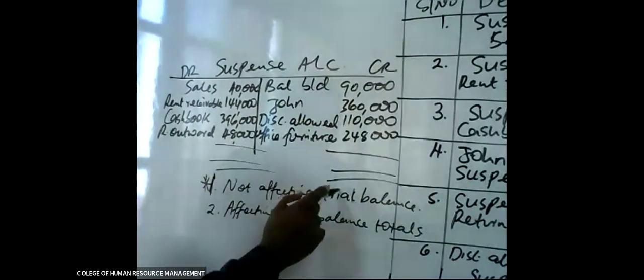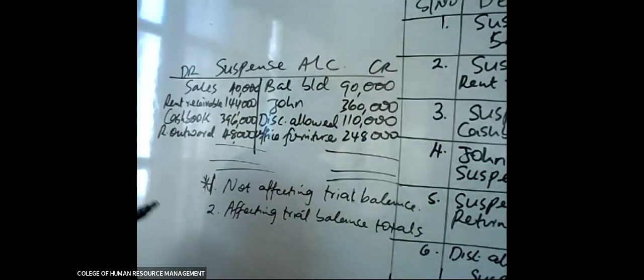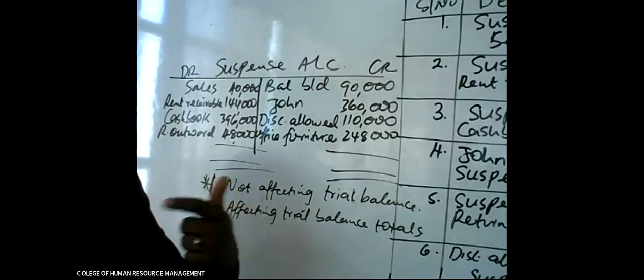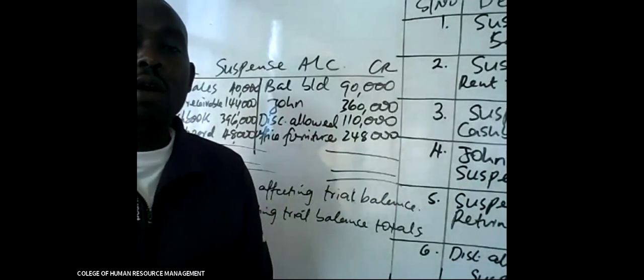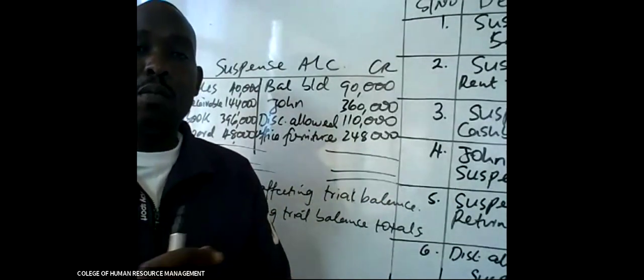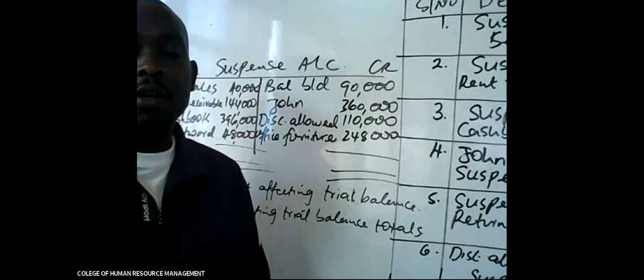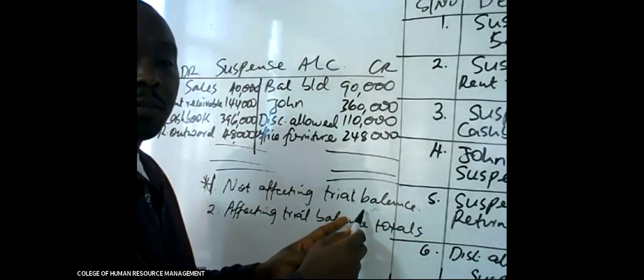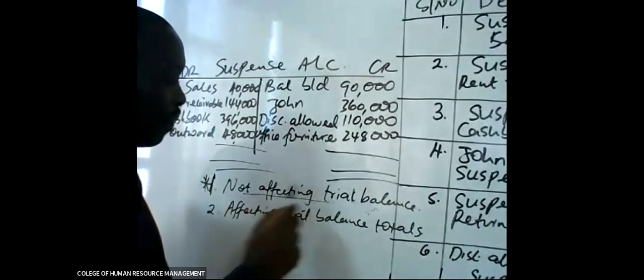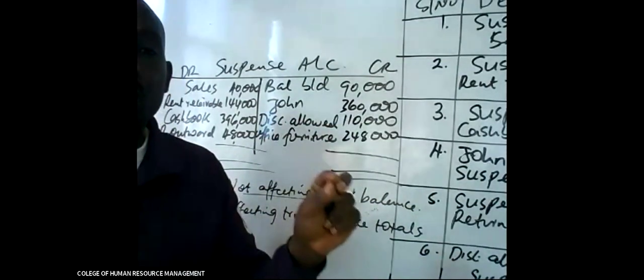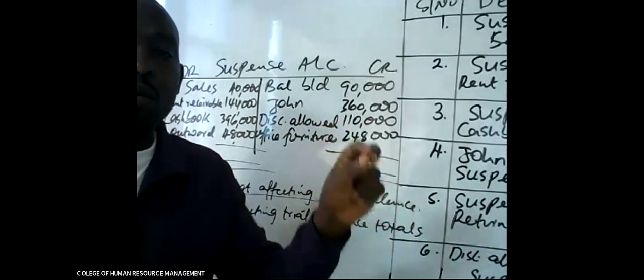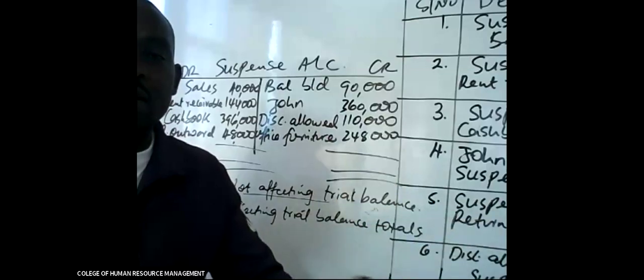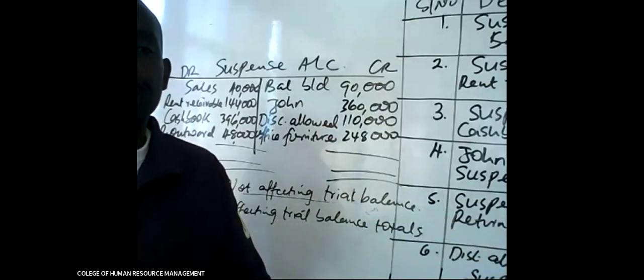Because for these errors, their effect on the debit is the same effect on the credit. So in the process of correcting them, you will find that you have got the two accounts. One will be debited, the other one will be credited. So you don't need the suspense account. Because in the process of correcting these errors, you are going to deal with the two accounts. One of them will be debited, the other one will be credited. So you don't need the suspense account.